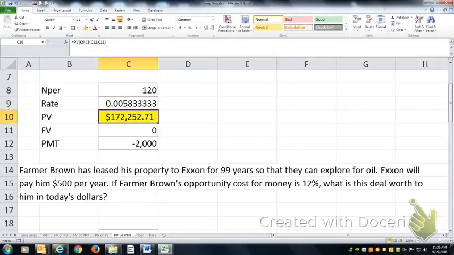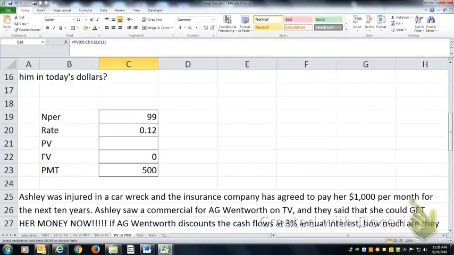If I copy this, again, using cell references, I don't have to re-input everything. That's the equivalent of receiving $4,166 today.